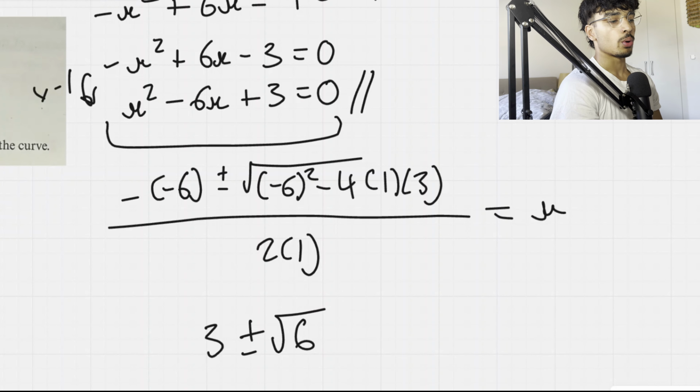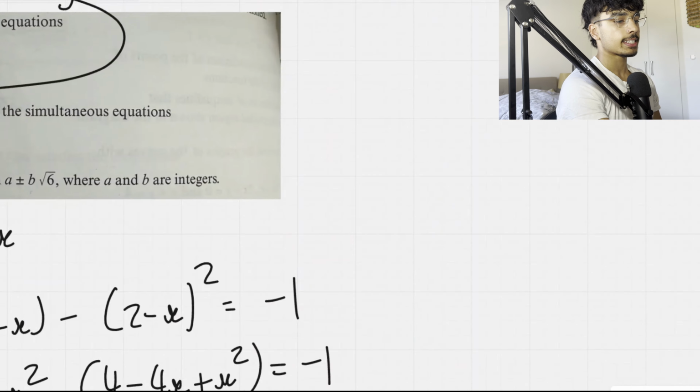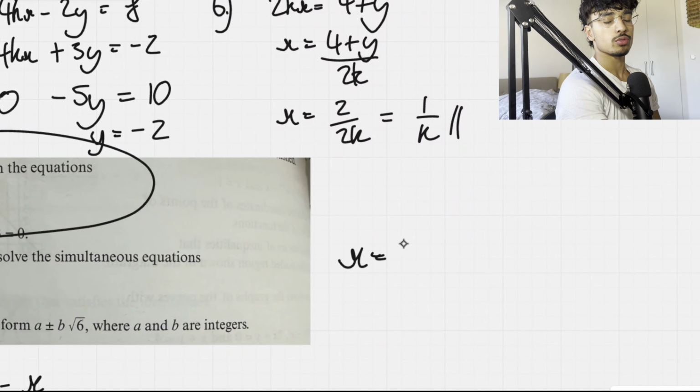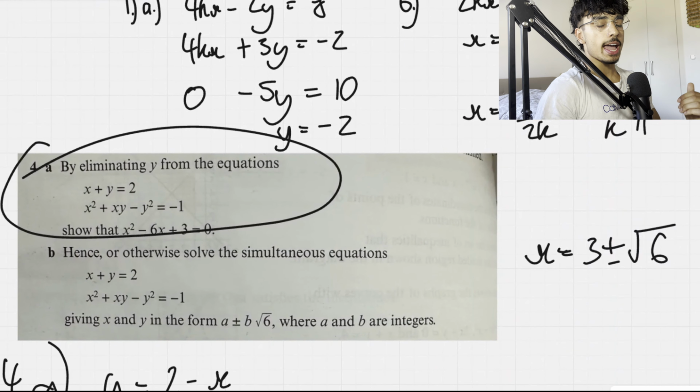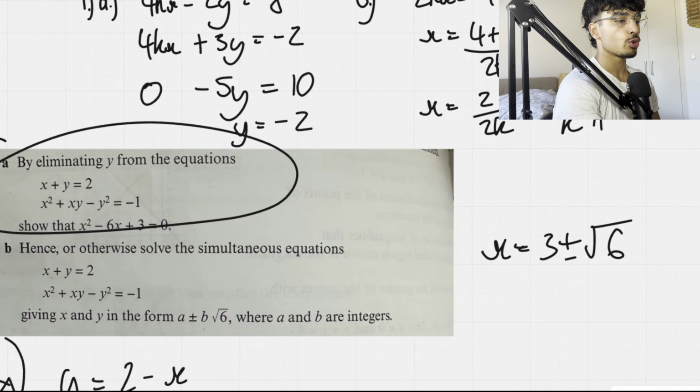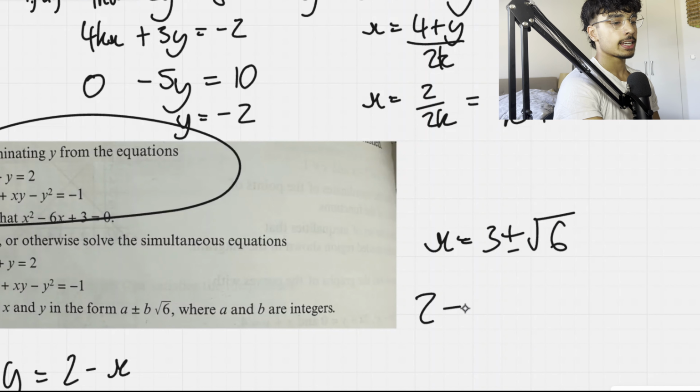Okay, so what do we need to do? We know that x is equal to 3 plus or minus root 6 now. Okay, so essentially we need to find y. We know that x plus y is equal to 2, so that means 2 minus x is equal to y.